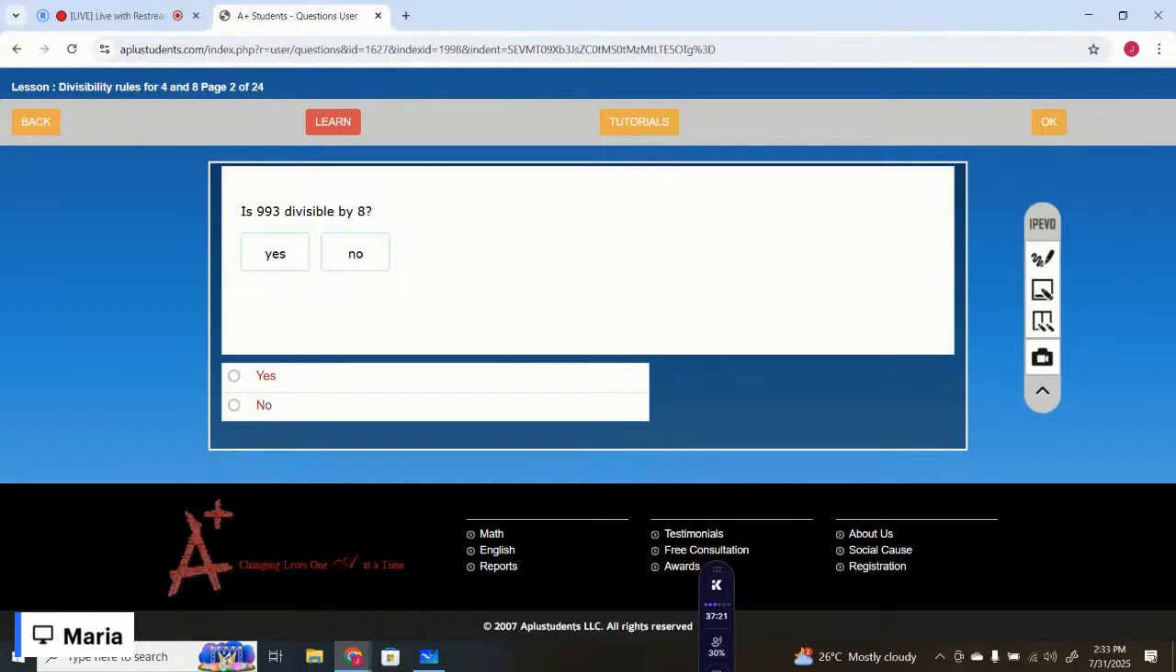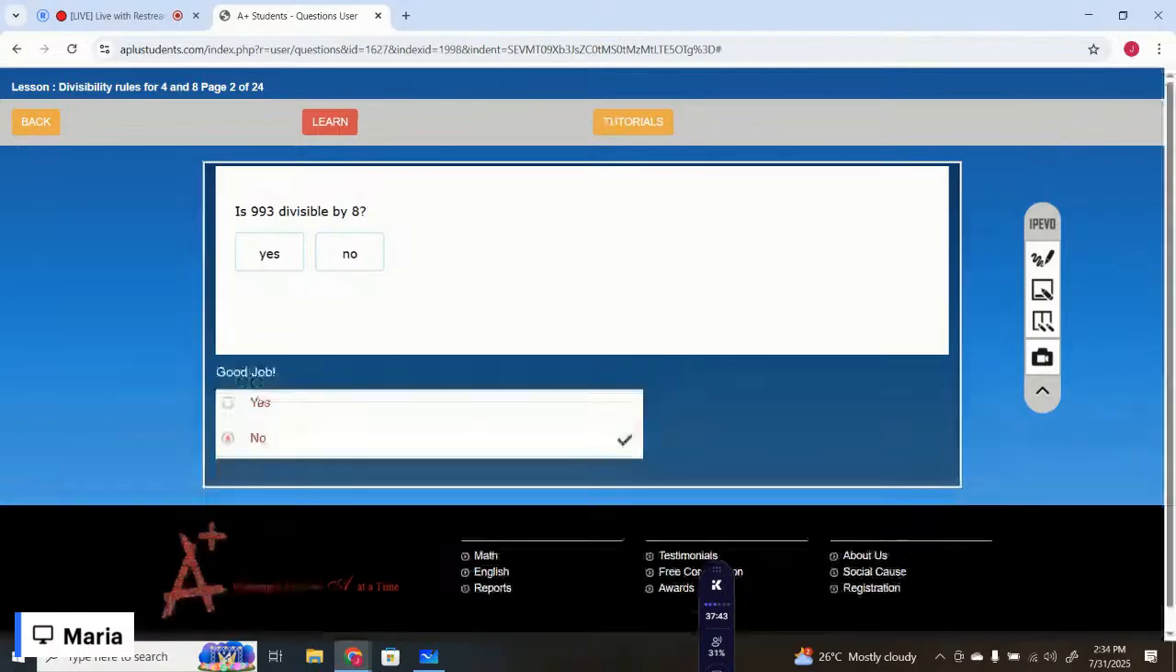Is 993 divisible by 8? So we need to see the divisibility rule for 8: the last three digits are divisible by 8. So here we have only three digits. No, that is not divisible by 8. The correct option is no.